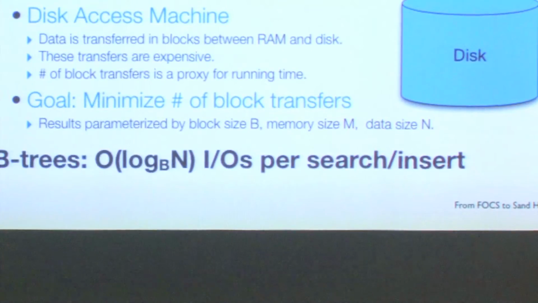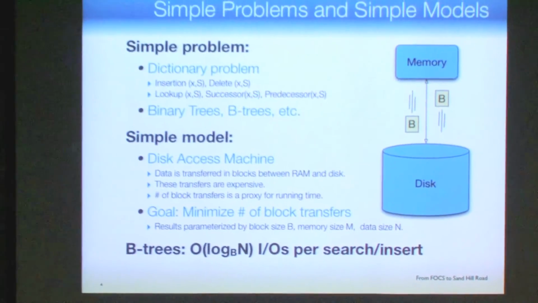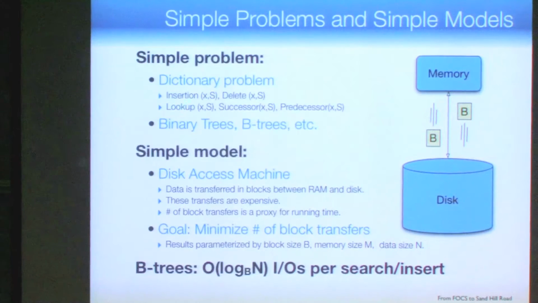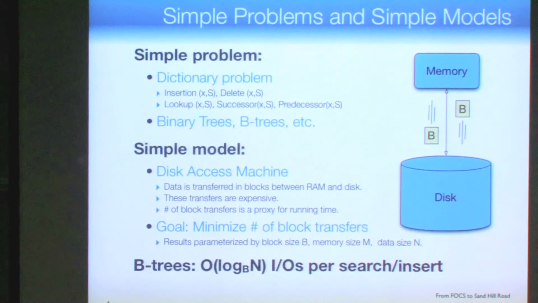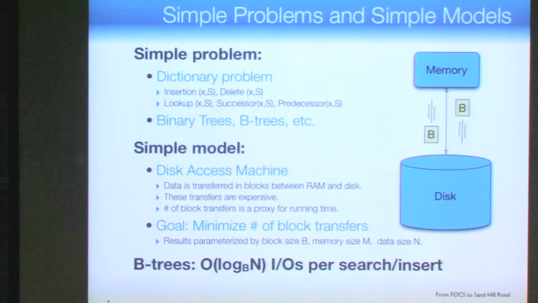So, okay, simple problems and simple models. I like simple problems. Here's the dictionary problem. You need to be able to insert X into a set, delete it from the set, look up and get the associated information with a key, successor, predecessor. Binary trees, B-trees, etc. solve this problem. And a simple model, the first one is the disk access machine, the DAM. So you can say DAM algorithms and so forth. You've got memory and you've got disk, and whenever you need something that's not in your memory, it gets fetched from the disk along with a chunk of B items around it.